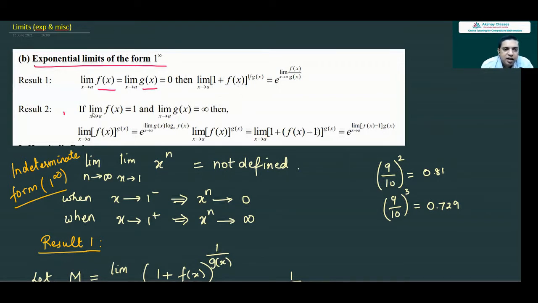What is this? Second result is if limit x tends to a f of x is equal to 1 and limit x tending to a g of x is going to infinity, then limit x tends to a f of x power g of x, which is 1 to the power infinity, is the same as this one. The final result is this. I will write down again. This is same as e power limit x tends to a f of x minus 1 into g of x.